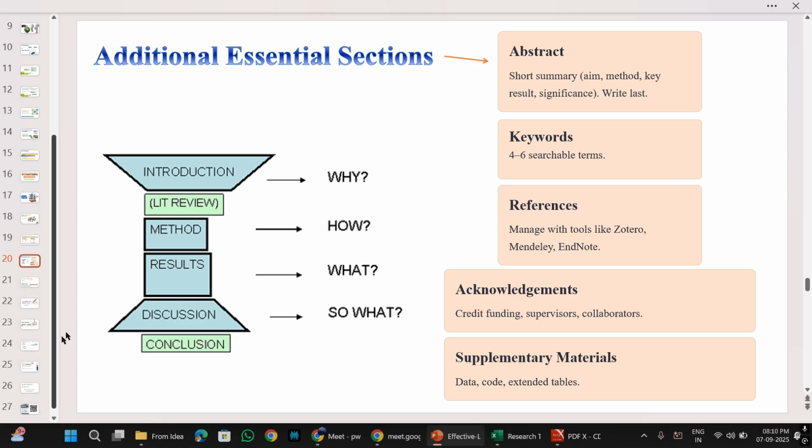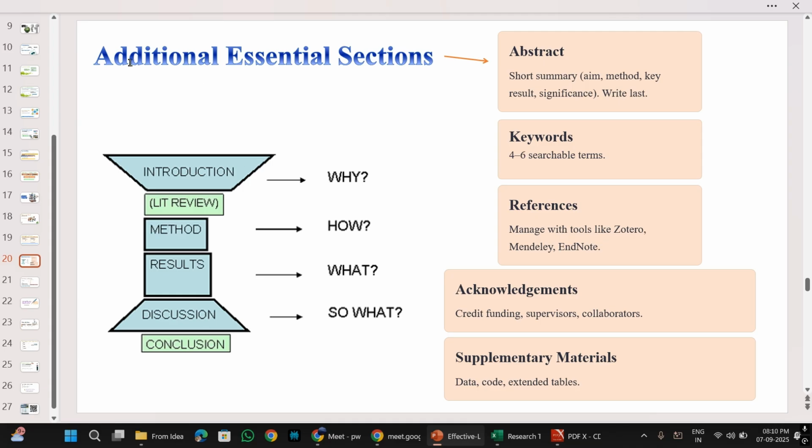So this is the structure: introduction, then comes method, then results, and then comes discussion. So IMRD, that is the structure. In between you have literature review, and then after discussion you also attach conclusion. This is like a summary of your discussion, of what you have found, of your methods as well. So introduction talks of why, methods talks of how, results talks of what you have found, what exactly, and discussion talks of so what. If you have found this, what? How is it significant, right?